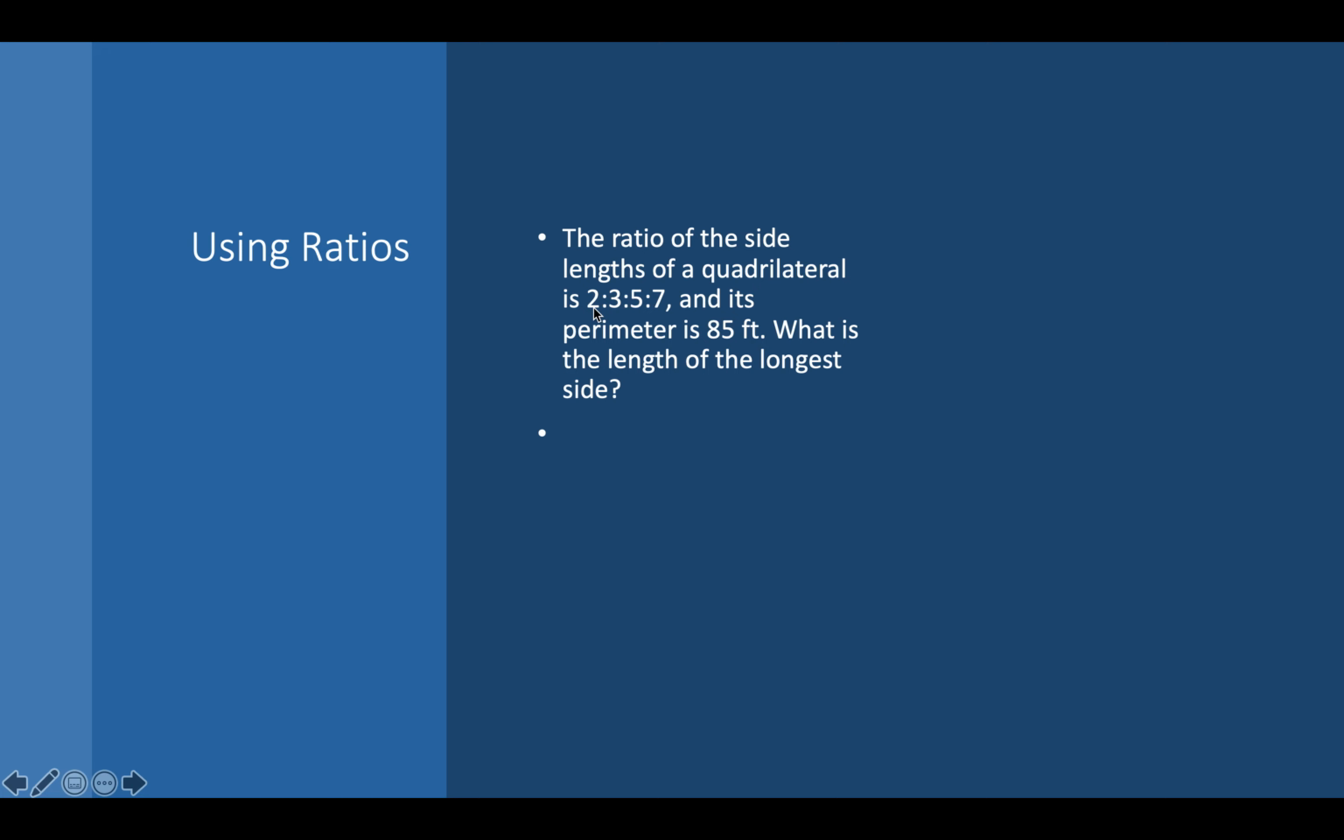So how you would do that is you write the ratio in terms of x. So you write 2x, 3x, 5x, 7x. Set up an equation. The perimeter is 85, so add up all the sides. 2x plus 3x plus 5x plus 7x equals 85. Solve the equation. So 2 plus 3, 5, 10, 17. 17x equals 85. Divide by 17.